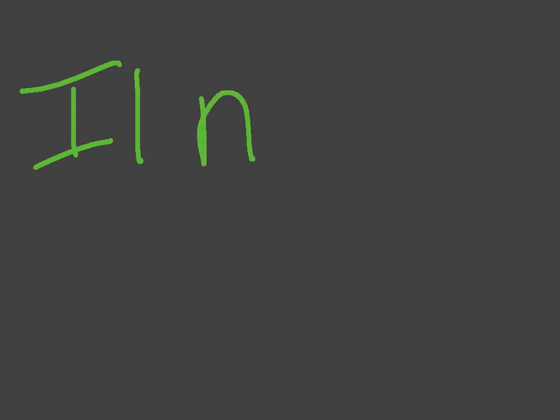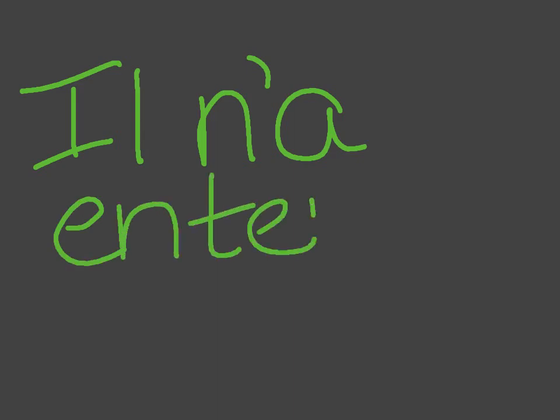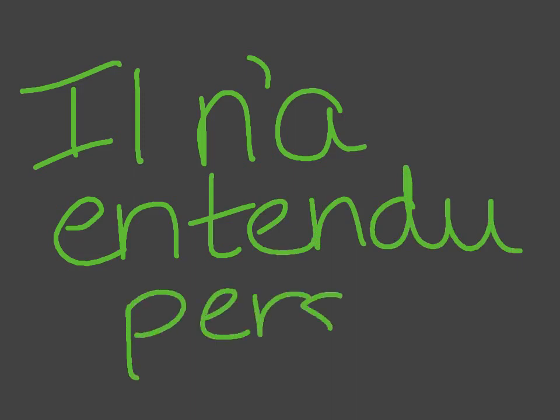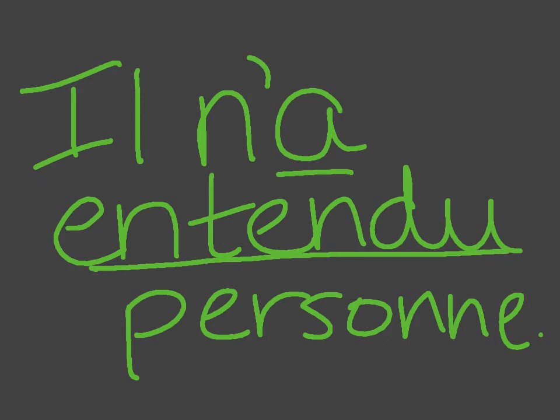Correct. We need the ne, then our form of avoir, and are we going to use the past participle first or personne first? If you said the past participle, you are correct. So, il a entendu, and then we use personne. Okay, so il a entendu quelqu'un, he heard somebody, becomes il n'a entendu personne. He didn't hear anybody.